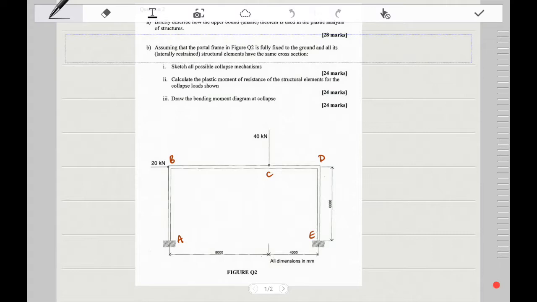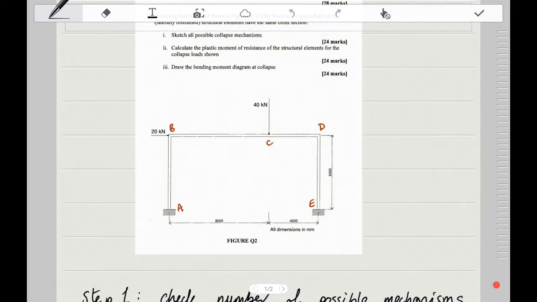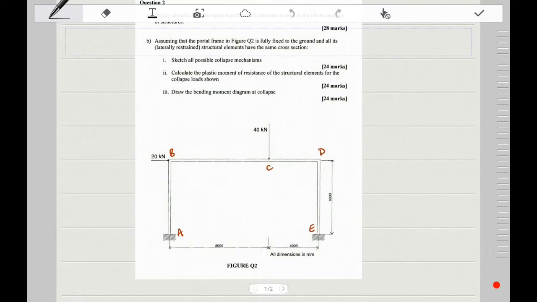Okay, so this is 2016 paper, question 2b. Assuming that the portal frame in figure Q2, which is this here, is fully fixed to the ground and all its structural elements have the same cross-section. Part I, sketch all possible collapse mechanisms.